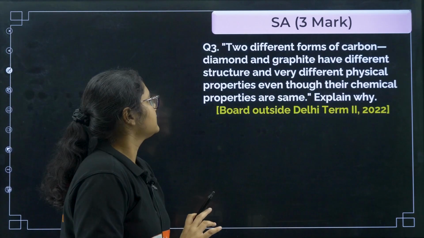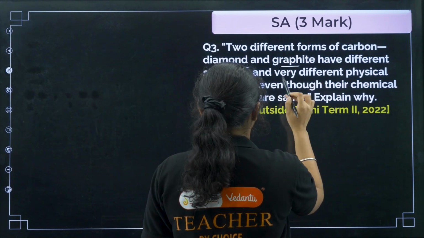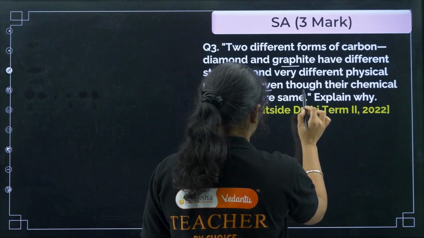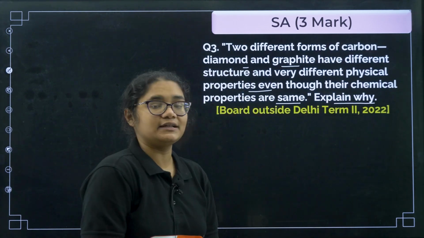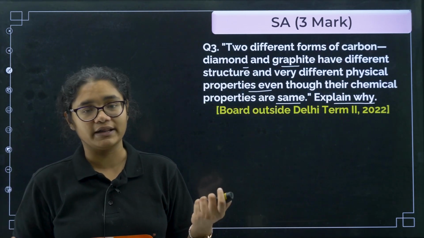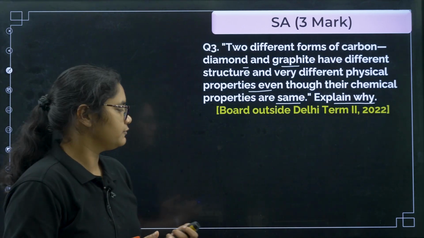Okay. Next is question number 3. 2 different forms of carbon, diamond and graphite, have different structures and very different physical properties, even though their chemical properties are the same. Explain why. That is because of the difference in the bonding in carbon, in graphite and in diamond. So we have to write that part.